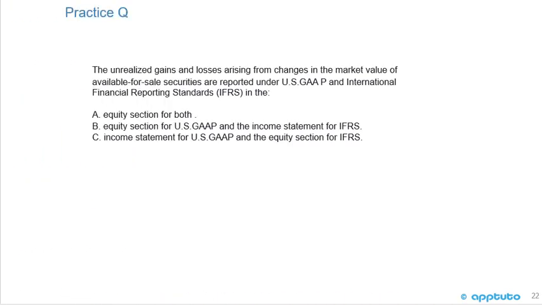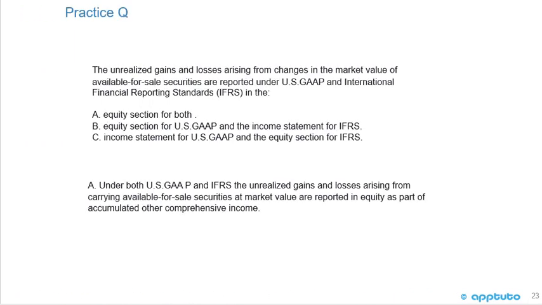Another practice question to check our understanding. The unrealized gains and losses arising from changes in the market value of available for sale securities are reported under U.S. GAAP and International Financial Reporting Standards in the A, equity section for both, B, equity section for U.S. GAAP and the income statement for IFRS, or C, income statement for U.S. GAAP and the equity section for IFRS. Okay, that should be a pretty easy question. A is correct. Under both U.S. GAAP and IFRS, the unrealized gains and losses arising from carrying available for sale securities at market value are reported in equity as part of accumulated other comprehensive income.